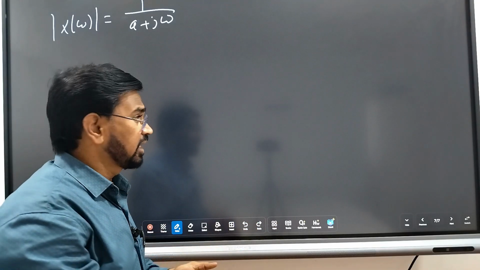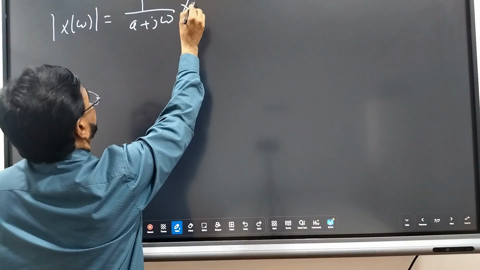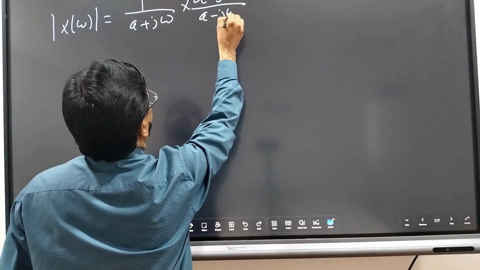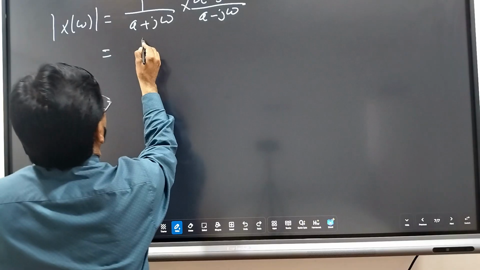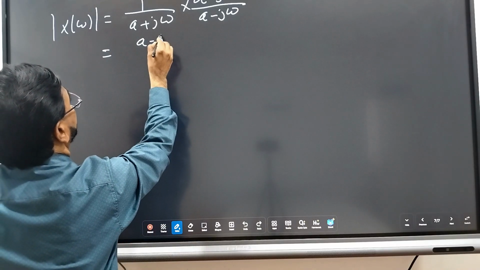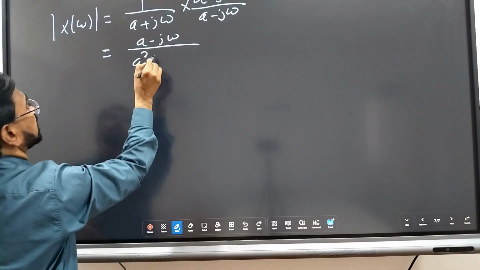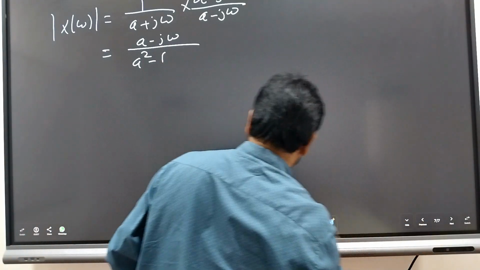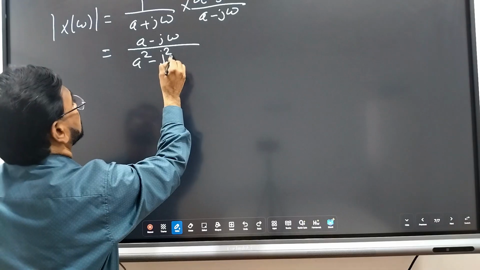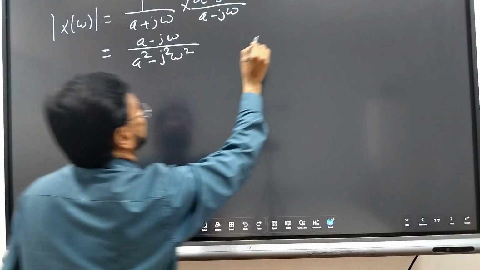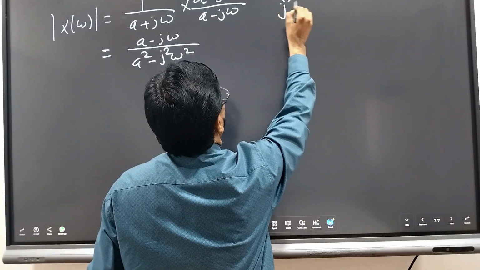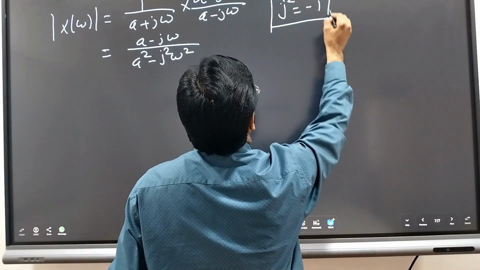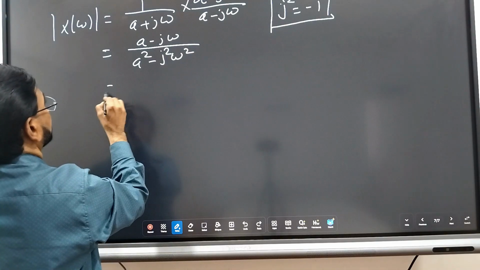That is in our complex plane. So if you multiply this using its complex conjugate a minus j omega, we get a minus j omega divided by a square minus j square into omega square, and we have the value j square equal to minus 1.